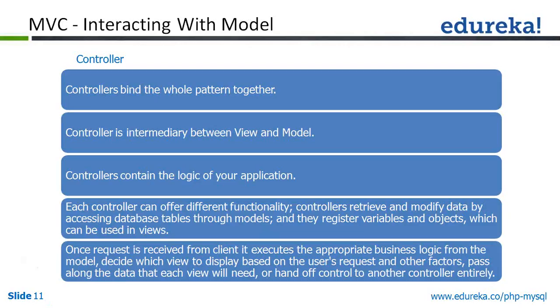The view is not interacting with the model directly, as in the previous traditional web application. The controller is the intermediary between view and model. Controllers contain the logic of your application. Each controller can offer different functionality. Controllers retrieve and modify data by accessing database tables through the model, and they register variables and objects which can be used in views.